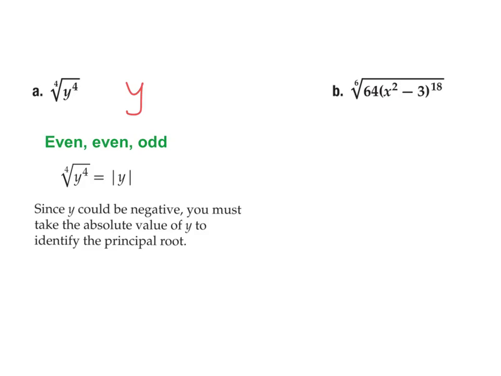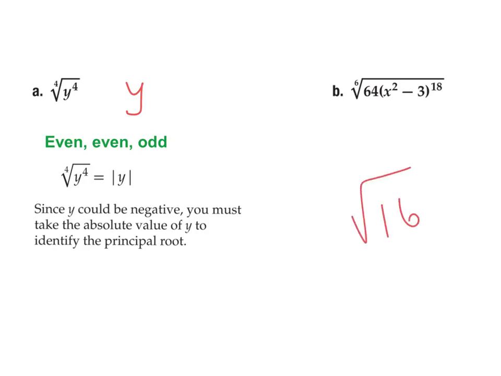Wait, what does this little paragraph mean? All it's saying is that we don't know whether or not y is positive or negative. It's just a variable. And we know that you can't take the square root of a number, or the 4th root of a number, or the 8th root of a number, whatever, and it produces a negative.